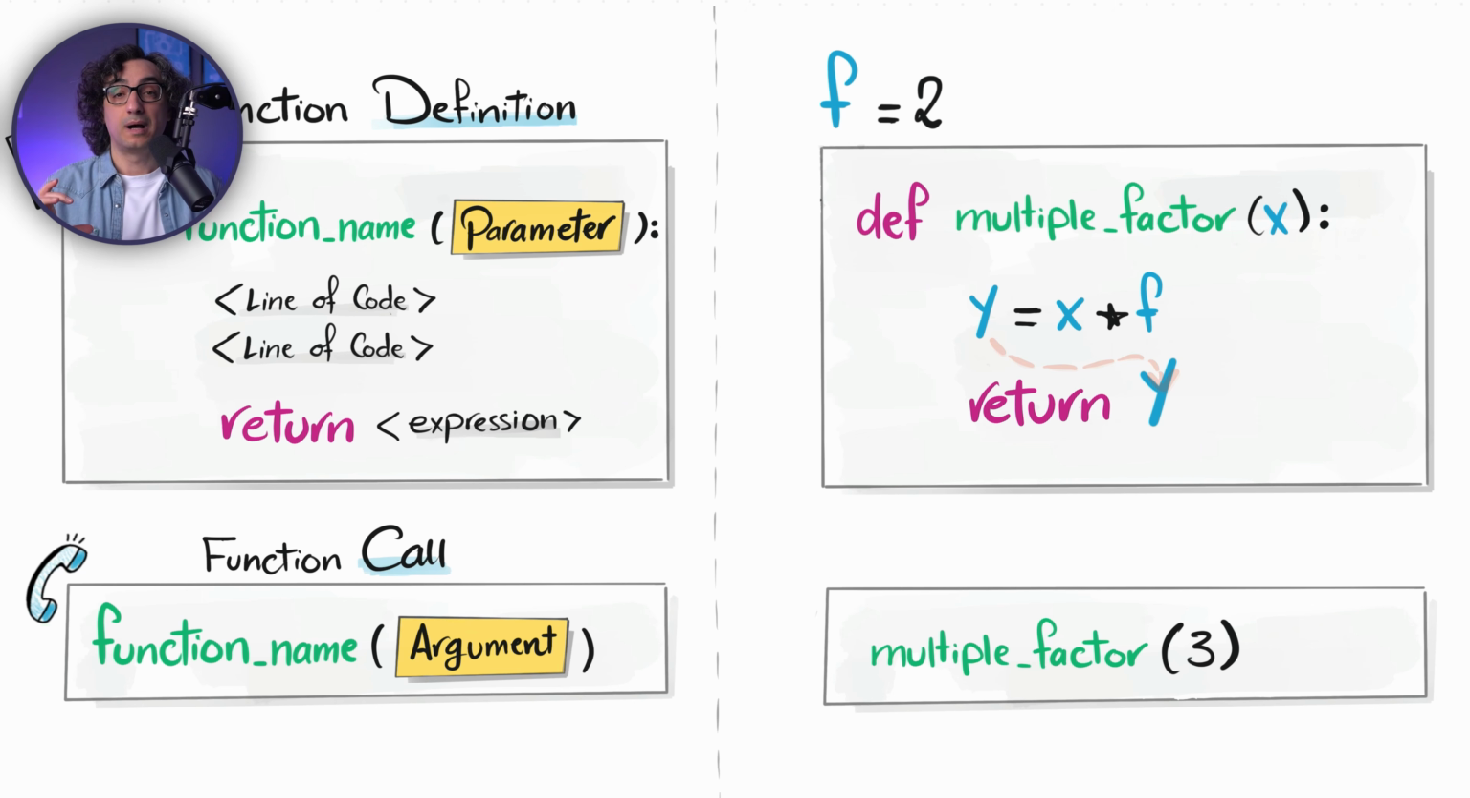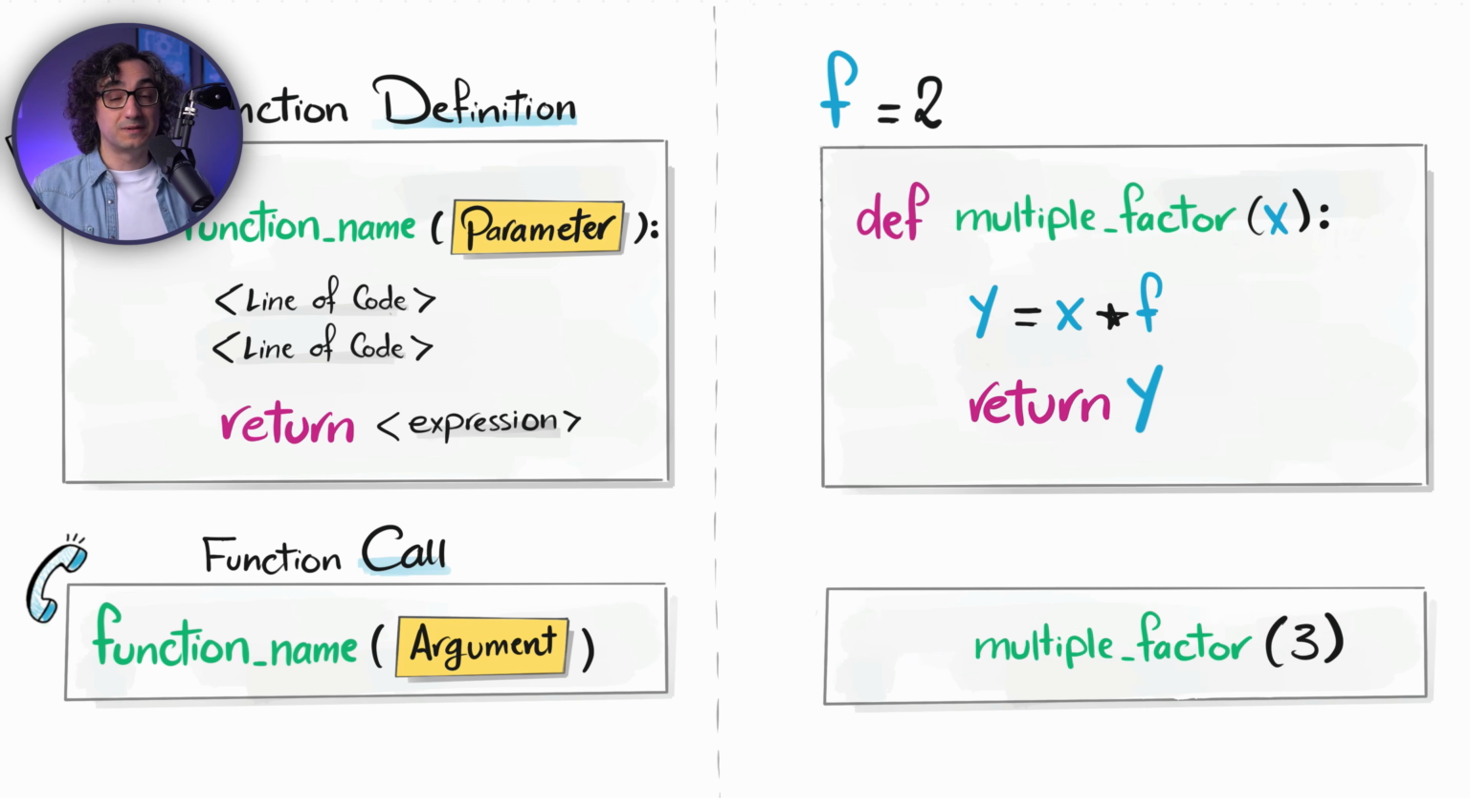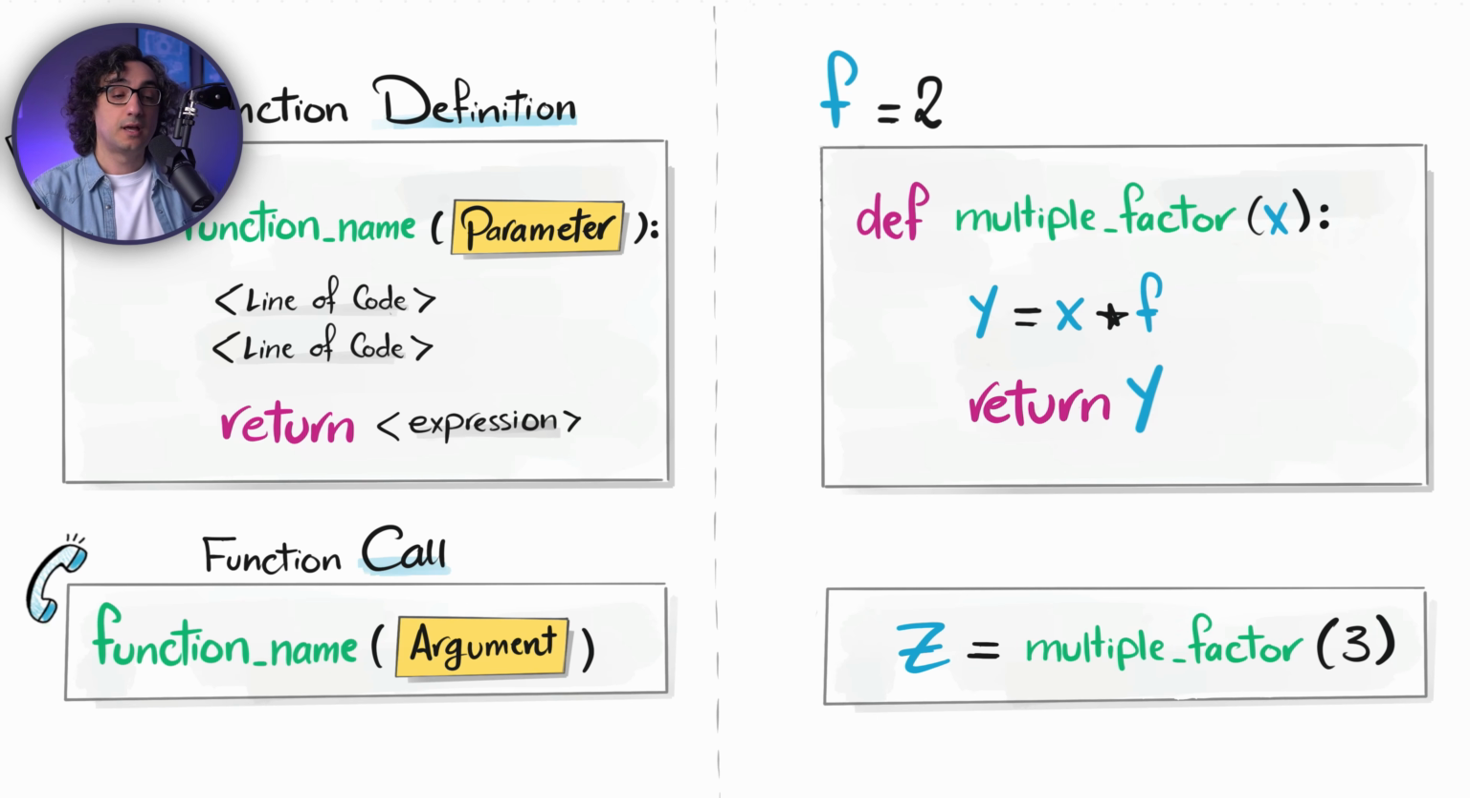return y. Now about the call, we cannot just call the function and walk away. We have to store the returned value somehow, right? And of course for that we usually use a variable, then assign the function call to it. So now whatever the function returns back is going to be stored inside this variable.